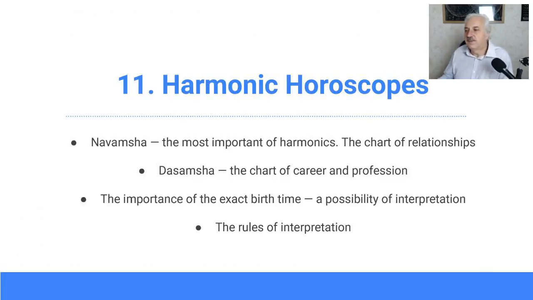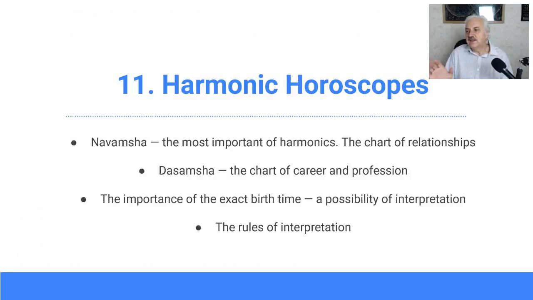Dasamsha, the 10th harmonic, is a very important chart to analyze career and profession, the matters of the 10th house. Again, we'll be learning how to do that. We will have a homework to interpret all this. Here we come to the importance of the birth time, because what happens when we create a Navamsha or Dasamsha? Let's speak about Dasamsha. We take each of the signs of the zodiac and split it into 10 sections of equal length. There will be 3 degrees each.